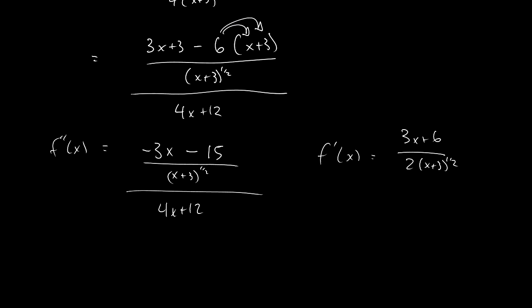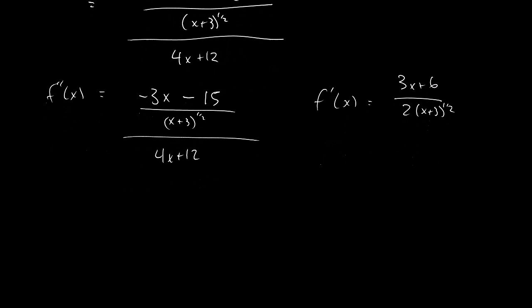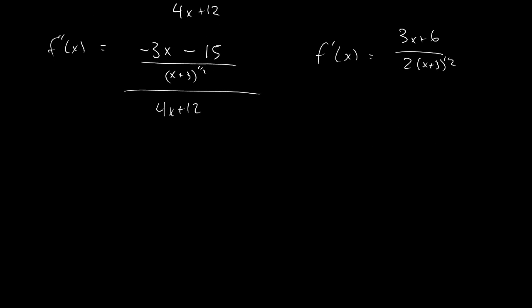Step 2, now we're going to find when our first derivative is equal to 0. Let me write down that second derivative real quick: (3x minus 15) all over (x plus 3)^(1/2) times (4x plus 12). Nice. So we want to find when f prime of x is equal to 0 or does not exist.